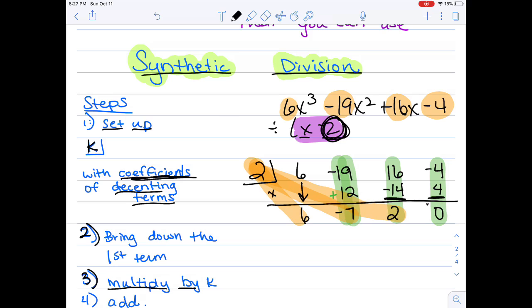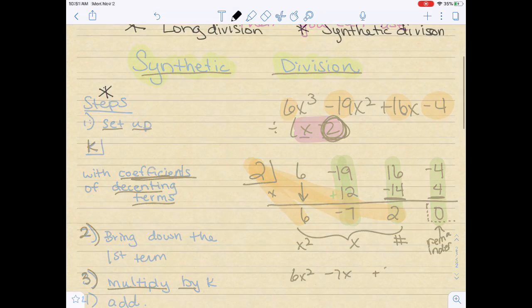This last number is the remainder. And we knew in this case we were going to have a remainder of 0. And keep in mind, what we're left with is the x squared term, the x term, and so on. So we're left with 6x squared minus 7x plus 2.